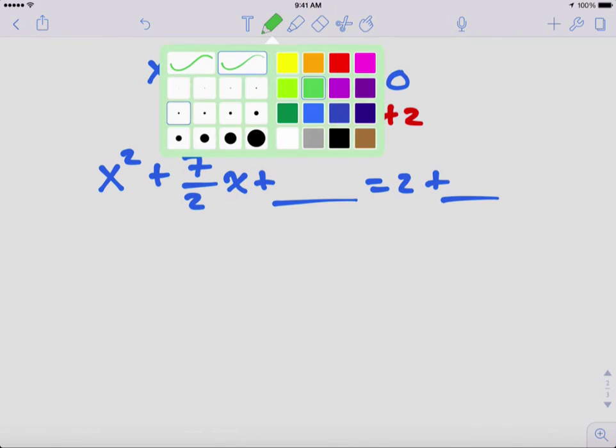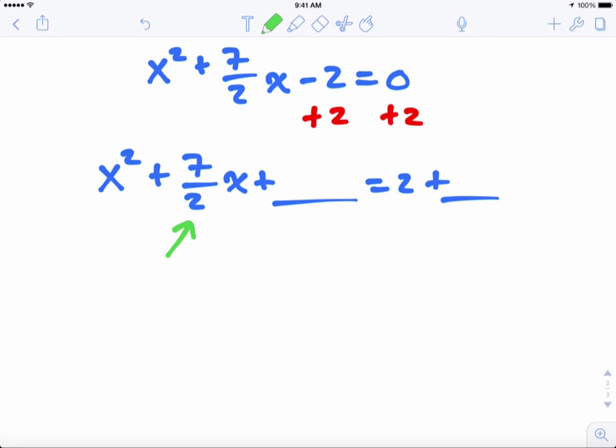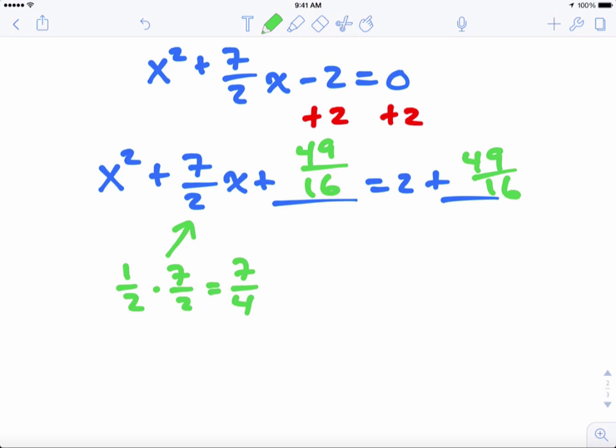So what is that something? Well, half of 7 halves, 1 half times 7 halves, is 7 fourths. And that's the thing we're going to square. So we get 49 sixteenths. Oh my God, 49 sixteenths. Good God, that is tough. Woo! We're going to be all right.